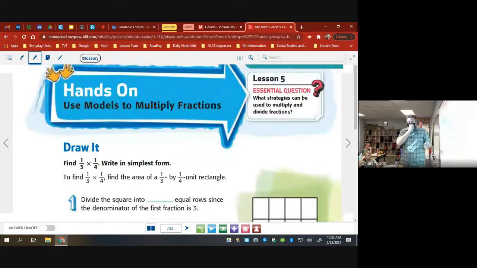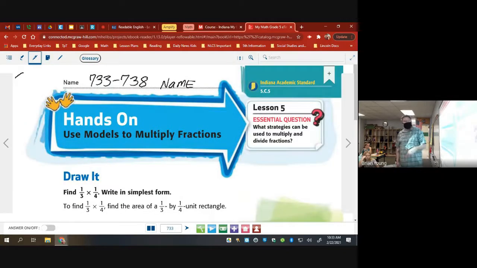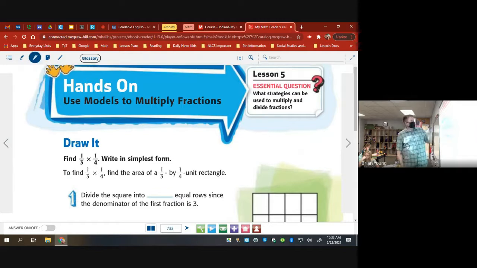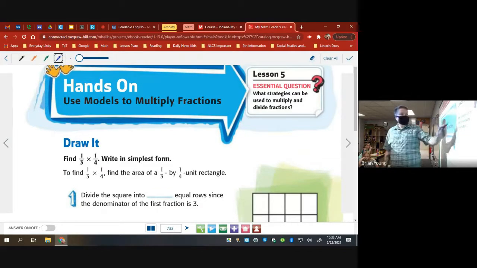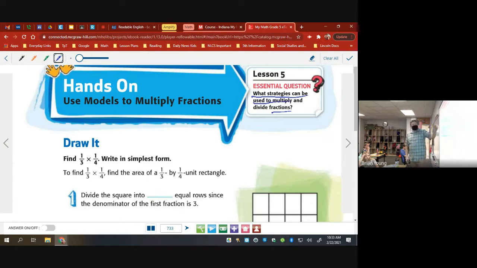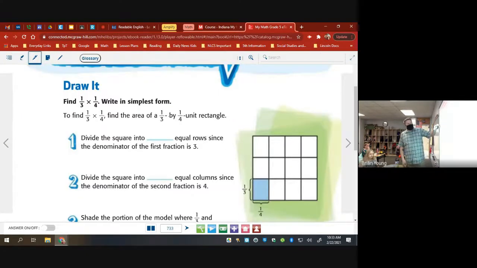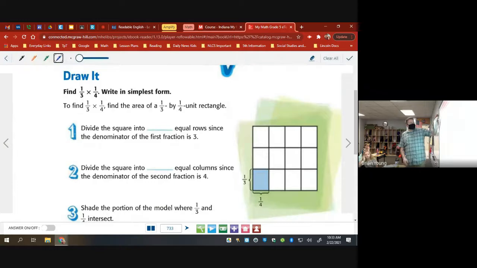So again, at 733 to 738, as we talk about every single day that we do this, we talk about what strategies can be used to multiply fractions, and this is just another way, as I said earlier, to multiply fractions. And we're going to draw it today. Now, I think at first, you're going to look at it and you're going to say, what? Like I did. Then I think once you do a couple of them, you're going to be like, oh, okay, that ain't too bad. Because mostly they draw out the squares for you. You just have to shade stuff in.